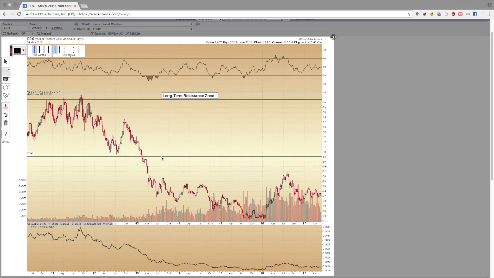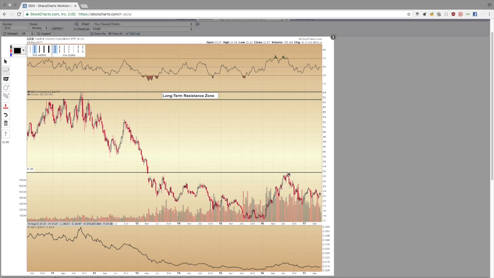Let's call this level right here, where we made this high in 2016, right below 32. Notice this level right below 32 very closely matches this level from 2013, right around 30.5. So you have clearly a zone here.